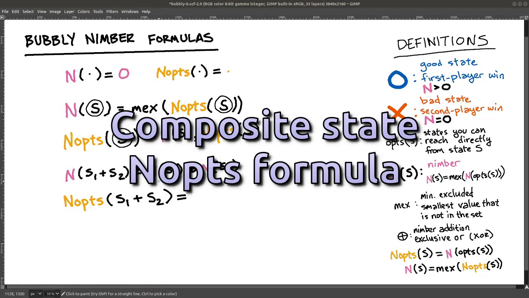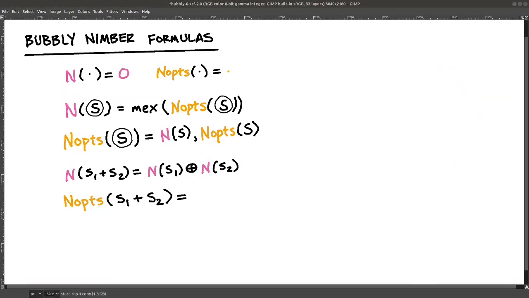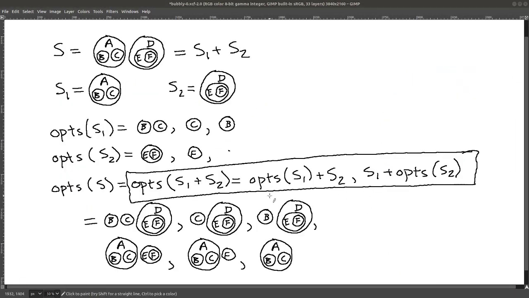Okay, nopts of S1 plus S2. For this, we're going to go all the way back to this page where we found the ops of S1 plus S2, back when we were doing the good state, bad state analysis. So we can get it by taking n of both sides of this equation and applying the Sprague-Grundy theorem. But let's talk about what that's going to mean first.